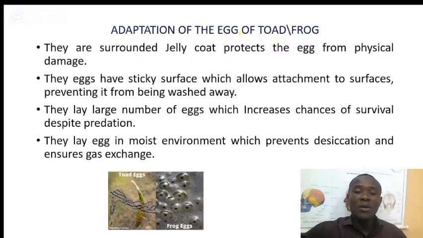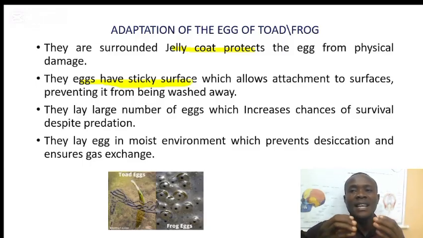Now let's talk about adaptation of the egg of a toad. What are the adaptations of it? One, they are surrounded by a jelly coat to protect them from physical damage. And two, the eggs have a sticky surface. They stick on one another since they are laid in water. This will prevent them from washing away.